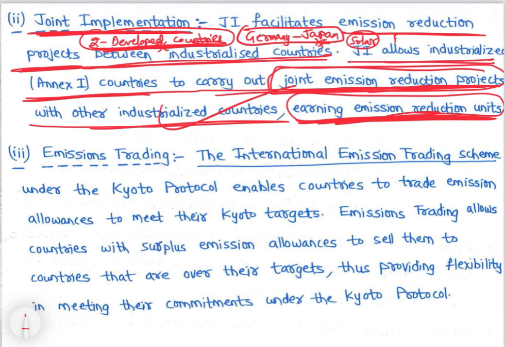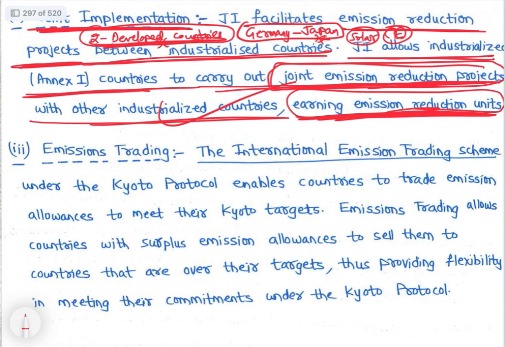So they earn emission reduction units or emission reduction credits. So that they can show that we are doing 5% reduction, right? So that is the second one, joint implementation, where two developed countries are joining. Jointly they are implementing to reduce greenhouse gases.